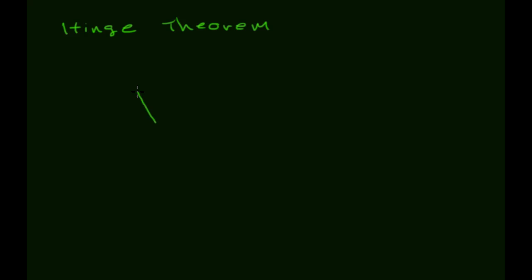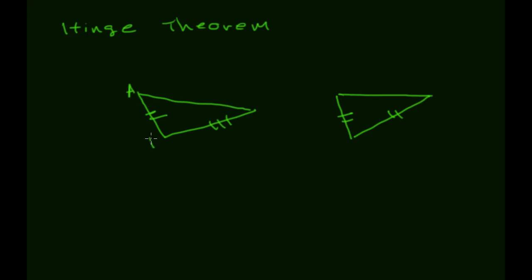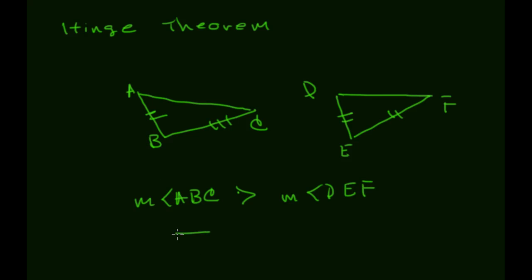And the Hinge Theorem basically says that if I have a triangle that has two congruent sides to another triangle that has two congruent sides. So I'm going to make a triangle there. I'm going to make another triangle there. We call this one ABC. We call this one DEF. And if the measure of angle ABC is bigger than the measure of angle DEF, then segment AC, the length of AC, has to be bigger than the length of DF.